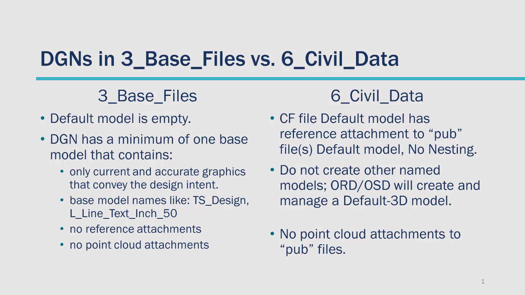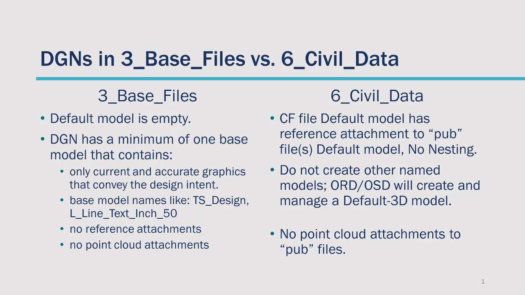The dumb graphics, for lack of a better word, non-civil, those would be in the number 3 base files. Structurally, they have a huge difference. Historically, the number 3 base files, it's right in the user manual. It says DGN files in number 3 base files have an empty default model. There's no graphics in the default model.